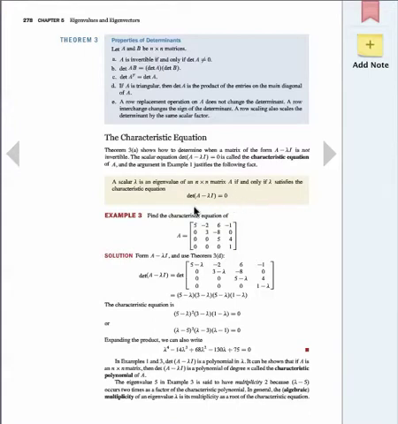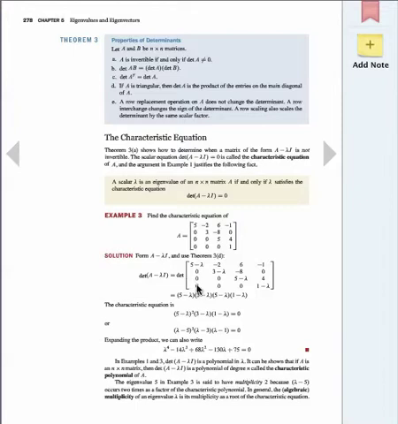This equation is really special, and so it has a name. It's called the characteristic equation of A. This thing, the determinant of A minus lambda I, is called the characteristic polynomial of A, which is discussed down here. In order to find the characteristic equation of a matrix, look at Example 3. You take A minus lambda I, and you take the determinant.